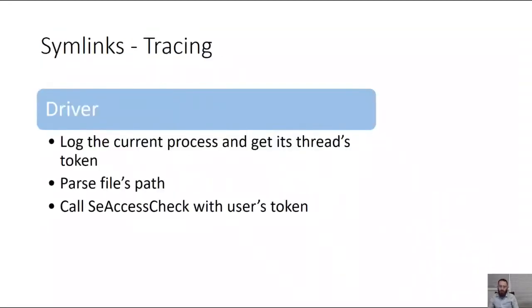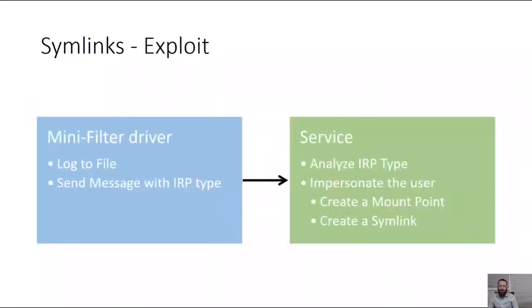So what we do in the driver is logging the name, the path, and the command line of the current process, followed by parsing the destination path, which is the path the privileged code is trying to access. This is done by extracting it from the IRP packet. We continue by calling SeAccessCheck on the file with the token of the local guest user. By doing so, we can know if a limited user has access to the file at the end of the path. If we have access to the path, we continue to the exploitation phase.